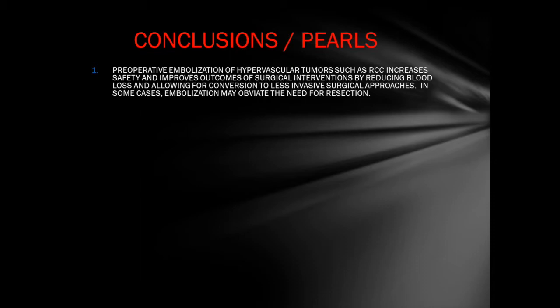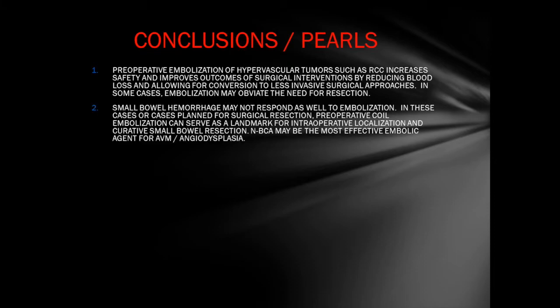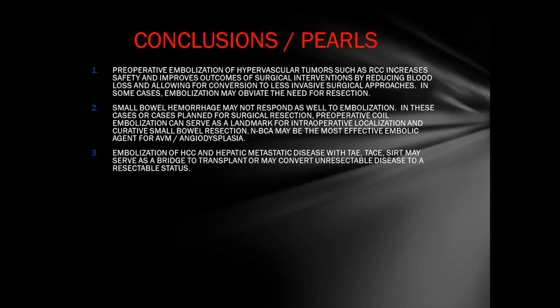So just in conclusion, to summarize, and we went through a lot of material here, preoperative embolization of hypervascular tumors such as renal cell carcinoma increases safety and improves outcomes of surgical interventions by reducing blood loss and allowing for conversion to less invasive surgical techniques. In some cases, as in some of the liver cases I showed you today, embolization may obviate the need for resection. GI bleed in the small bowel may not respond as well to embolization as it does in the colon.